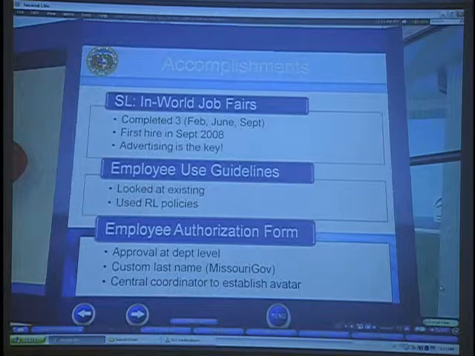Okay, some of our accomplishments. As I mentioned earlier, we have done 3 job fairs: February, June, and September of last year. We had 25 to 30 people showing up to the particular job fairs from all over the world. Actually, the 2 people we hired, kind of comically, were from the Jefferson City area. So we were out in this international area, but ended up hiring 2 people from just down the road. So that's been kind of interesting.